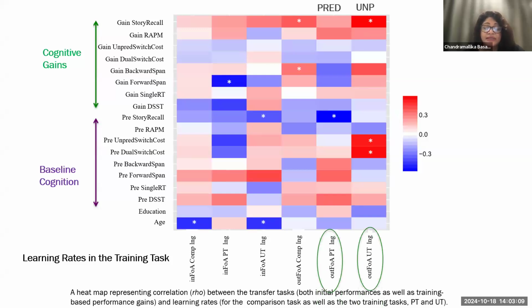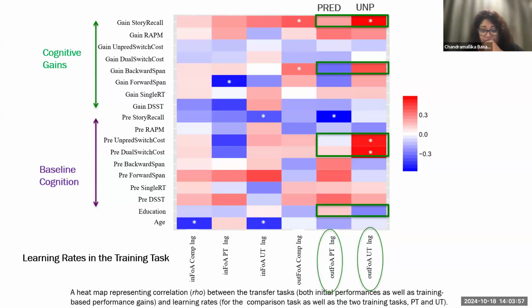Another click, please. So in this study, we also looked at how the baseline cognition is correlated with learning rates during the task for both the predictable group and the unpredictable group. Another click, please. And what you see here is that the relationship holds true only for the unpredictable training. The lower the switch cost, the faster the rate of learning. Another click, please. We also found that only in the unpredictable group was there a relationship between the learning rate and the cognitive gains in both near transfer and far transfer. The next slide, please.